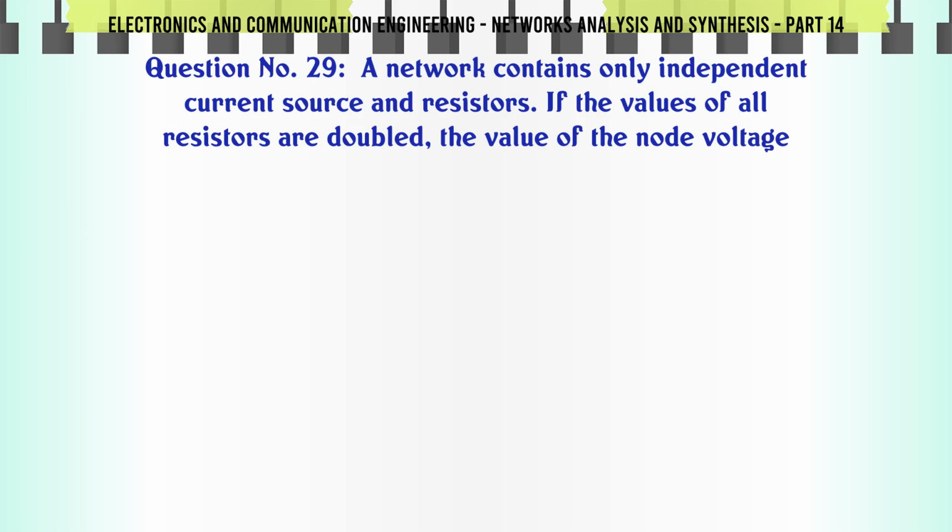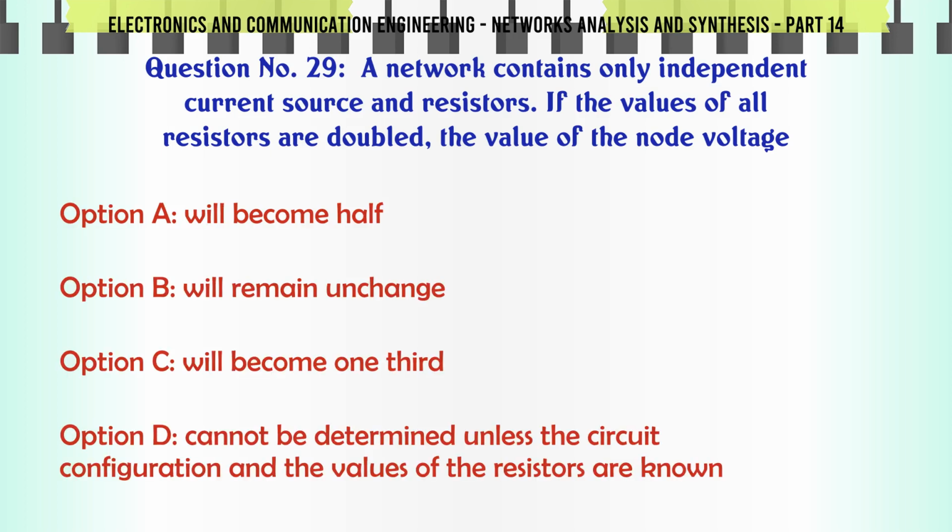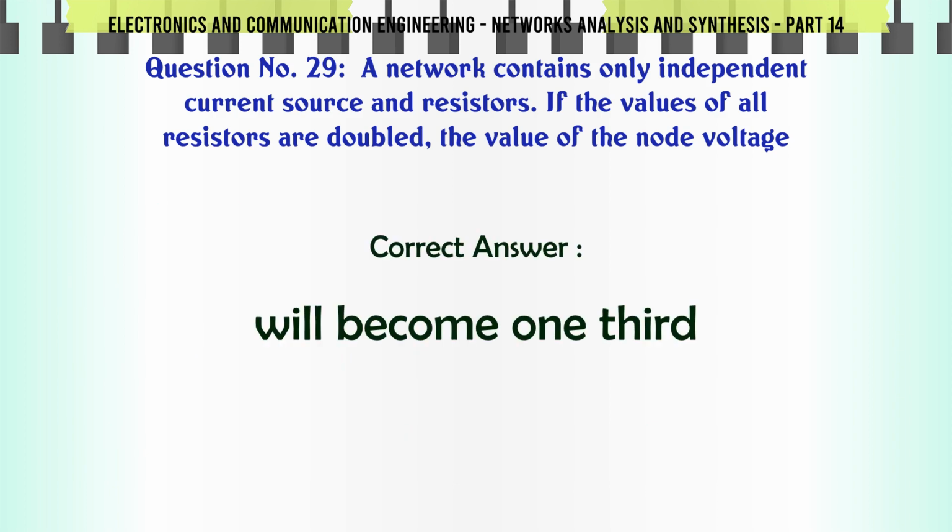A network contains only independent current sources and resistors. If the values of all resistors are doubled, the value of the node voltage: A, will become half; B, will remain unchanged; C, will become 1/3; D, cannot be determined unless the circuit configuration and the values of the resistors are known. The correct answer is will become 1/3.